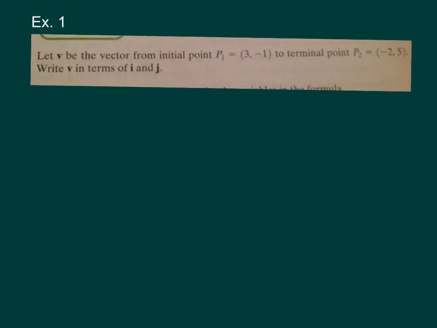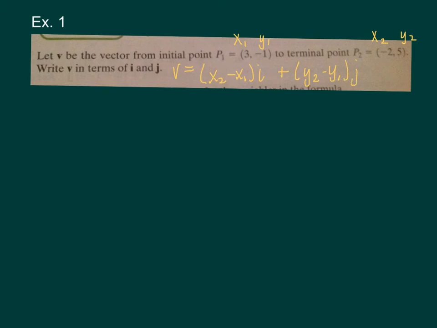So example 1, it says let V be the vector from initial point P1, that's 3, -1. So that's x1 and y1, to terminal point -2, 5, which is x2 and y2. Write V in terms of I and j. So what that means is we're going to write it this will be I, and this will be j.